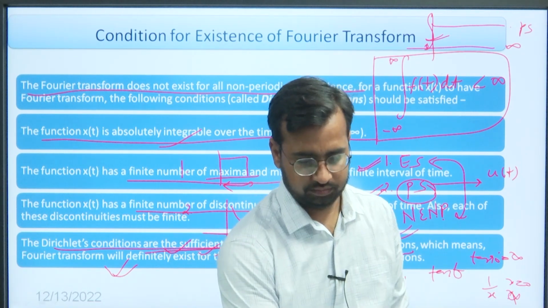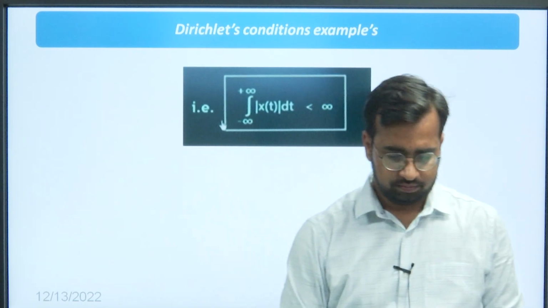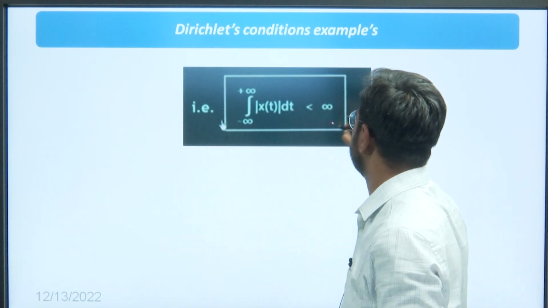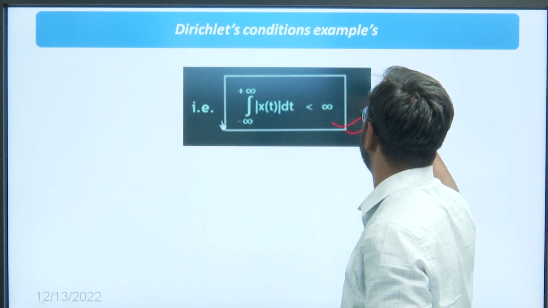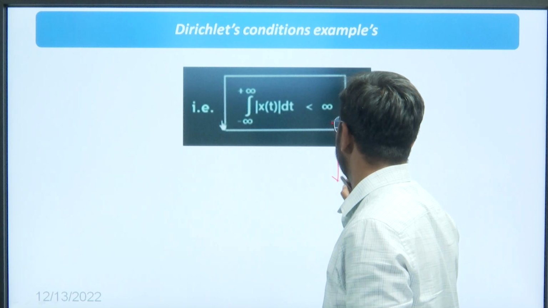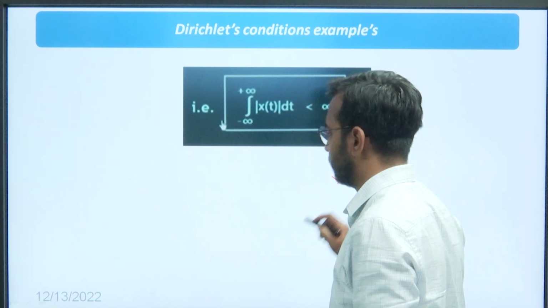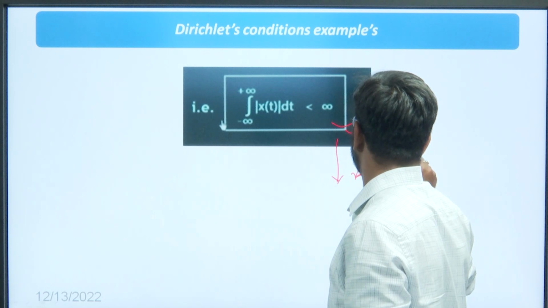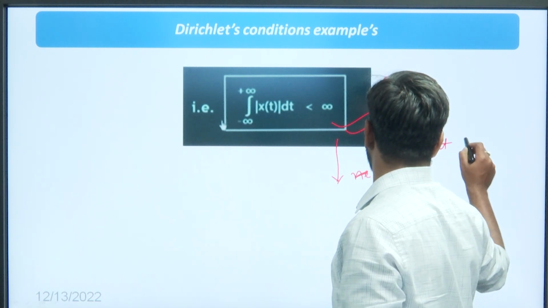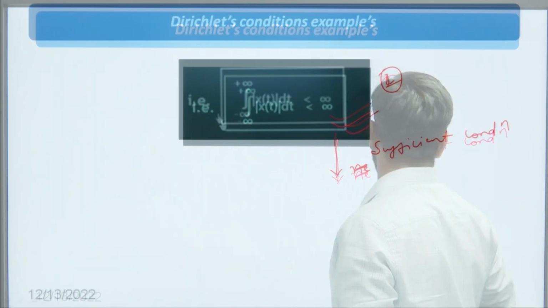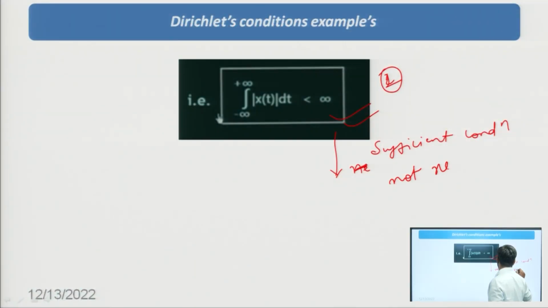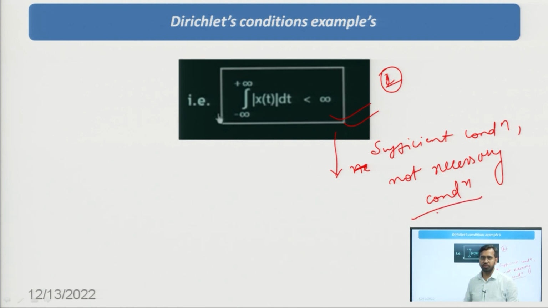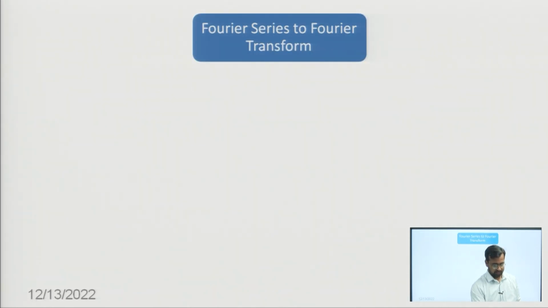Now, next. See, the same thing that I was telling. This is the first condition. It is a sufficient condition, not necessary. This is the first condition, it is only a sufficient condition, not a necessary condition. So, always keep this in mind.